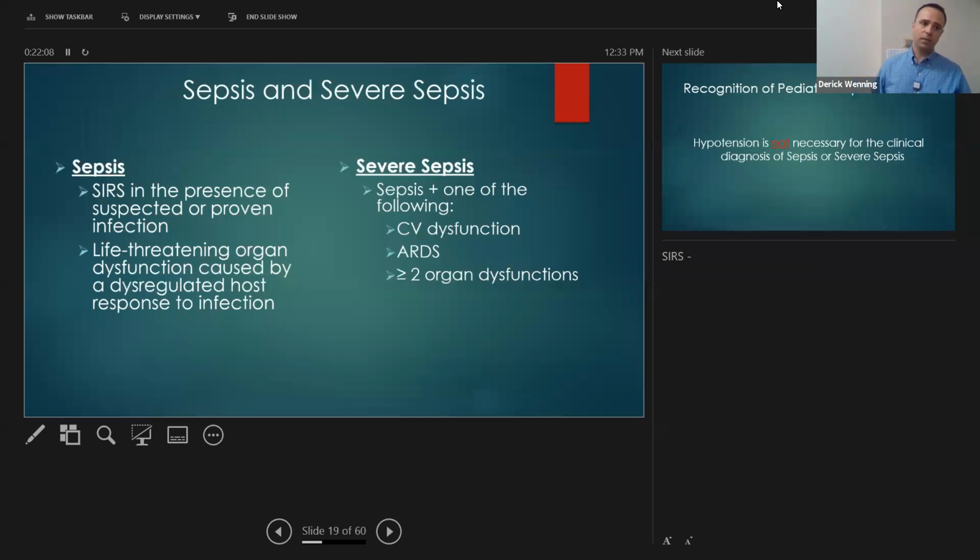So again, sepsis is SIRS in the presence of a suspected or proven infection, or the adults have changed it to a life-threatening organ dysfunction caused by a dysregulated host response to infection. And then severe sepsis is sepsis plus some form of organ dysfunction. If it's cardiovascular dysfunction or pulmonary dysfunction, then you have severe sepsis. Or if you have greater than or equal to 2 other organ dysfunctions, whether you're coagulopathic or you're having some sort of liver failure, something like that, that can give you a severe sepsis definition as well.